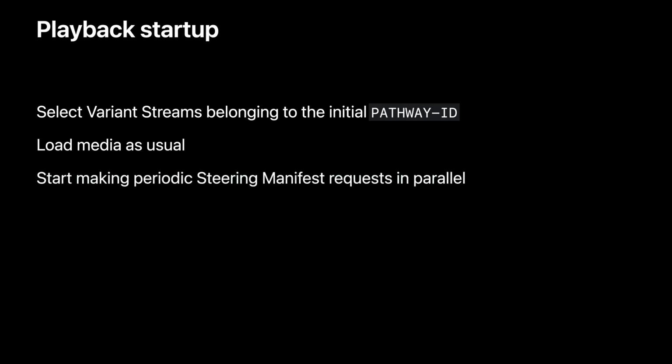When the HLS client loads a master playlist with a content steering tag, it triggers a slightly different startup routine. First, when it performs initial variant stream selection, it will only use variant streams from the initial pathway. Then, it will load and start playing the selected variant stream and its media segments as usual. But in parallel to the normal playback routine, the client will start making periodic steering manifest requests in the background.